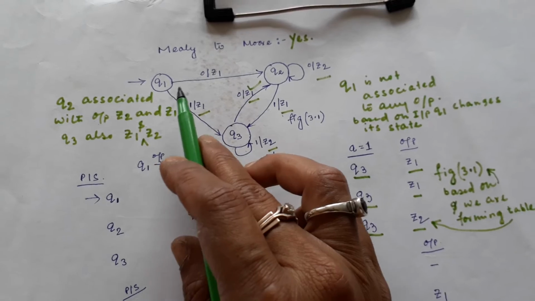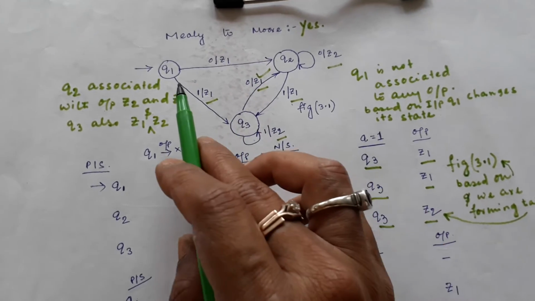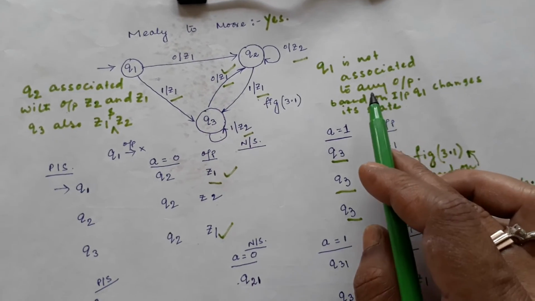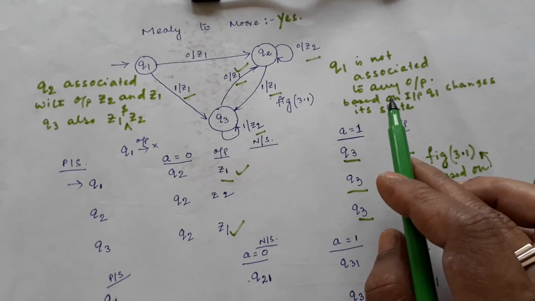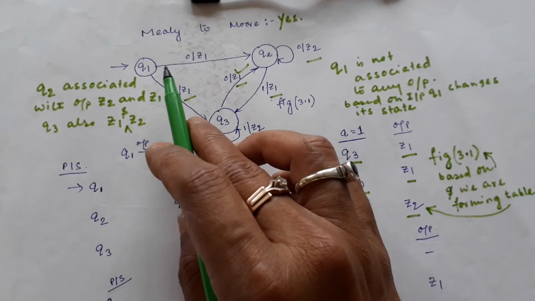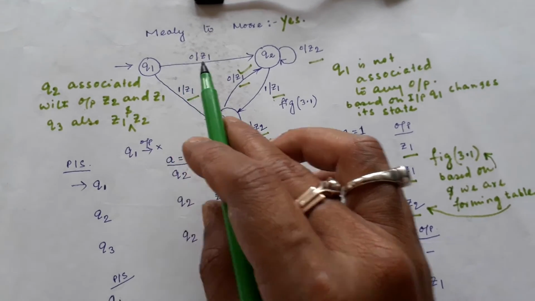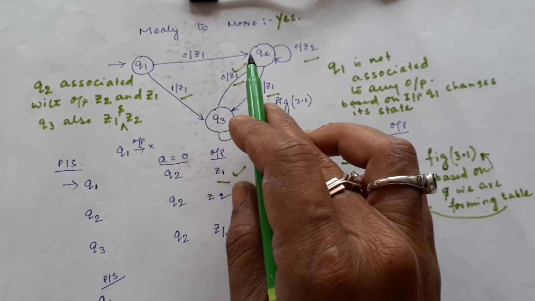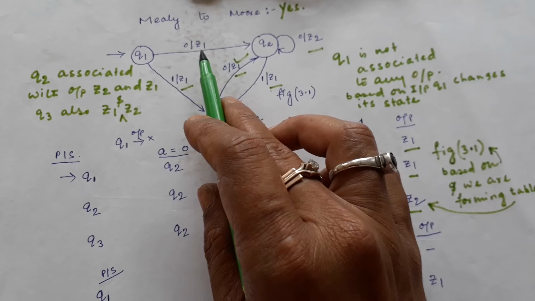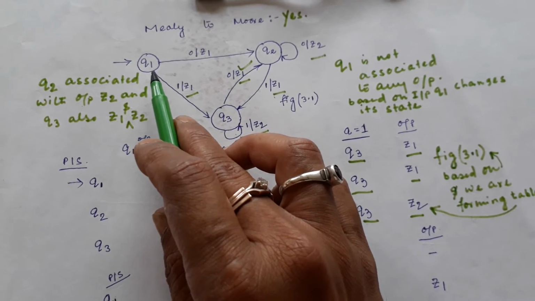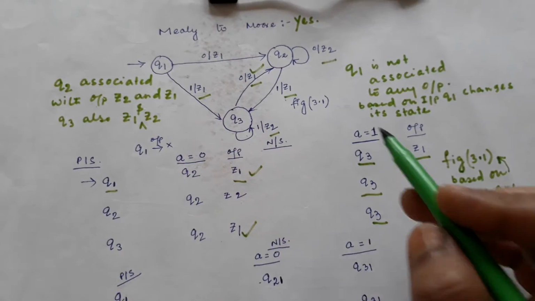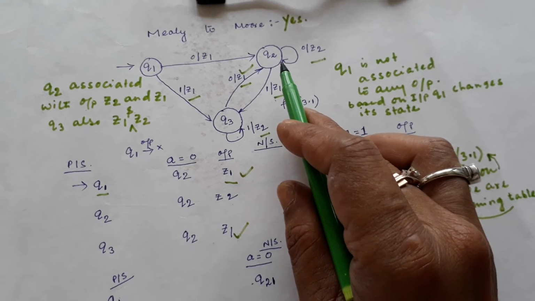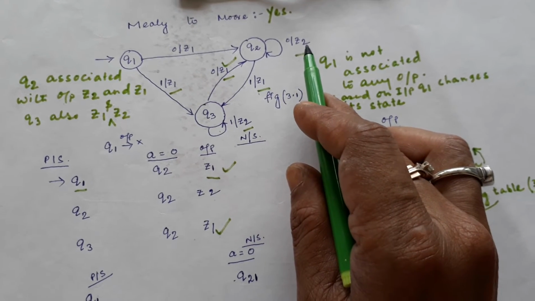In this case we have three states, that is q1, q2 and q3, right? q1 is not associated with any output here. Now, based on the inputs, q1 changes states. If you put q1 to 0, it jumps to the next state, that is q2, and produces the output z1. So q1 is the initial state. On the other hand, if you put q2 to 0, it jumps to the same state, q2, and produces the output z2.